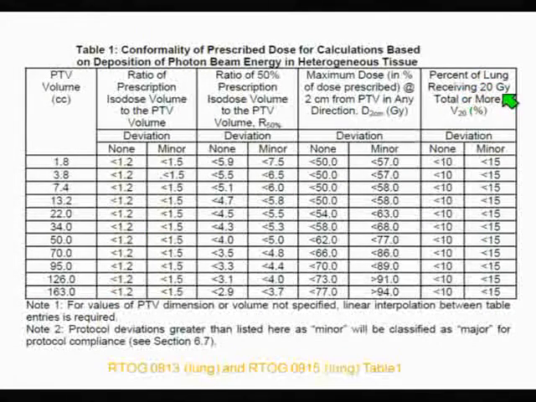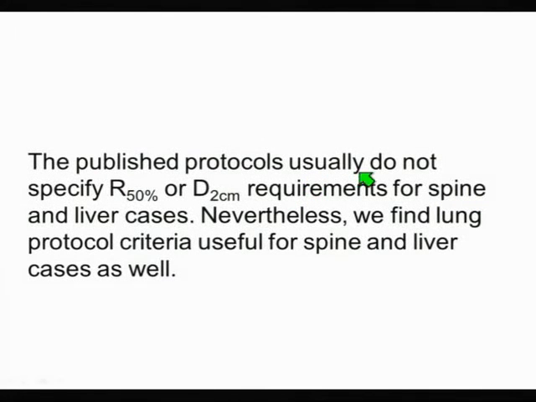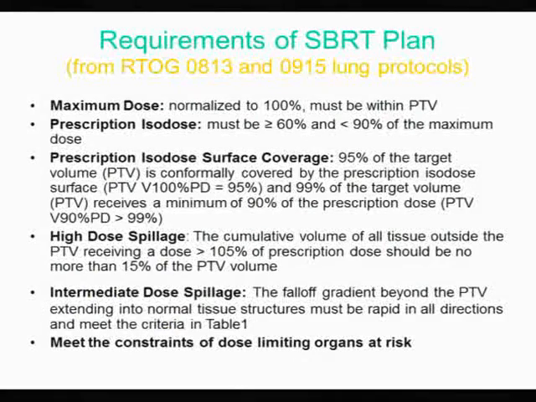And this so-called percent of lung receiving 20 gray is the least problem in your treatment planning, because the tumors are usually small. You don't have any problem meeting the lung constraints. So at our institution, the published protocols usually do not specify R50 or D2cm requirements for spine and liver cases, because they only specify them very clearly in the lung protocol. Nevertheless, we find the lung protocol criteria are very useful for our planning in spine and liver cases. So at our institution, when the planner does a plan for spine or liver, they will put up this table plus this requirement to make sure our plan meets these. And we usually have no problem meeting them.